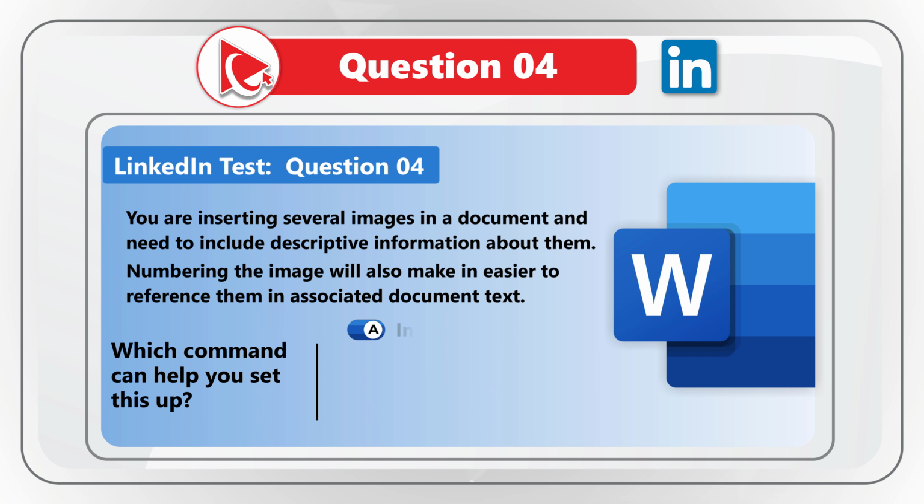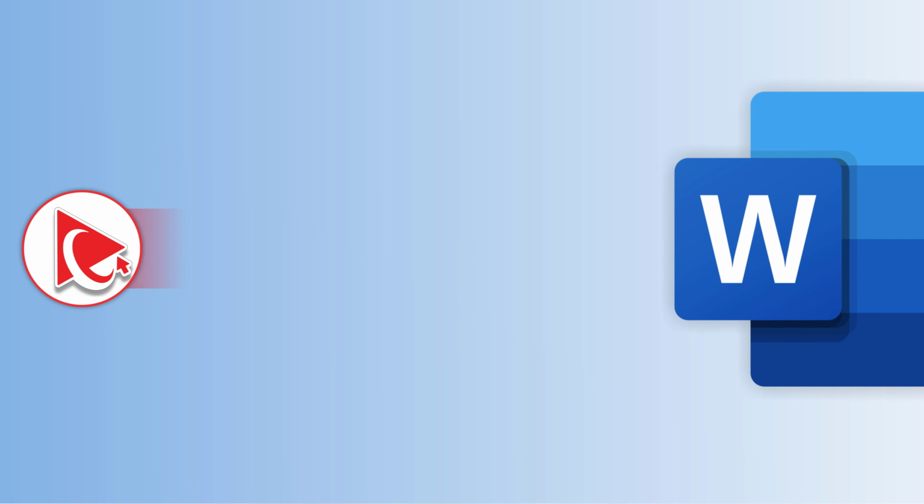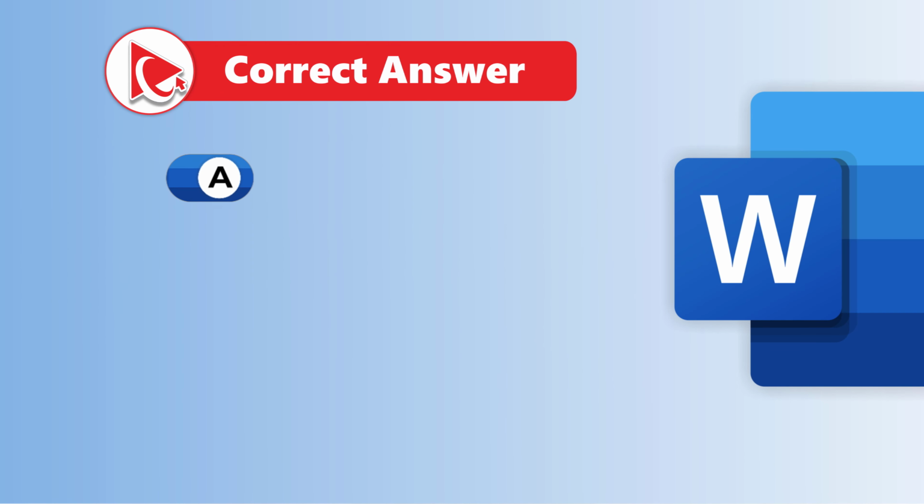Choice A, insert caption. Choice B, insert citation. Choice C, insert footnote. And last but not least, choice D, insert table of figures. Take a close look to see if you can recognize the feature. As you might have guessed, the correct answer here is insert caption.